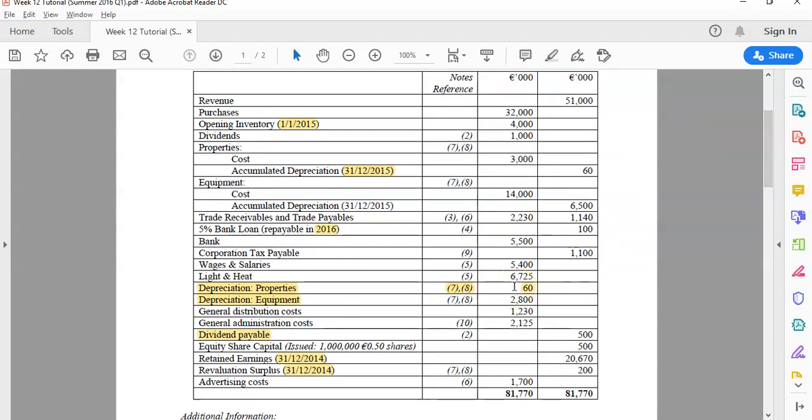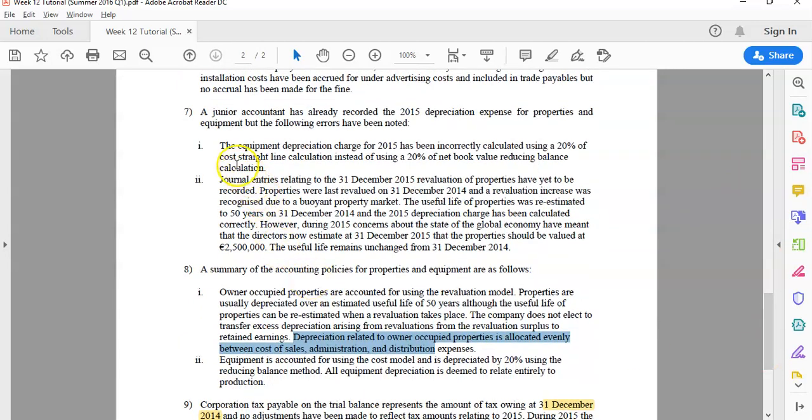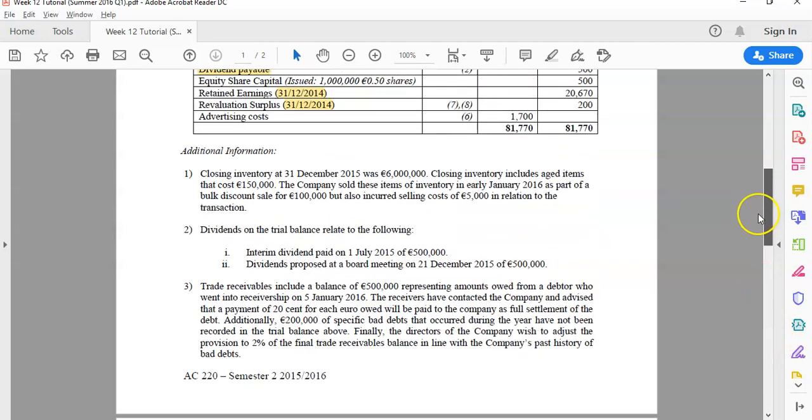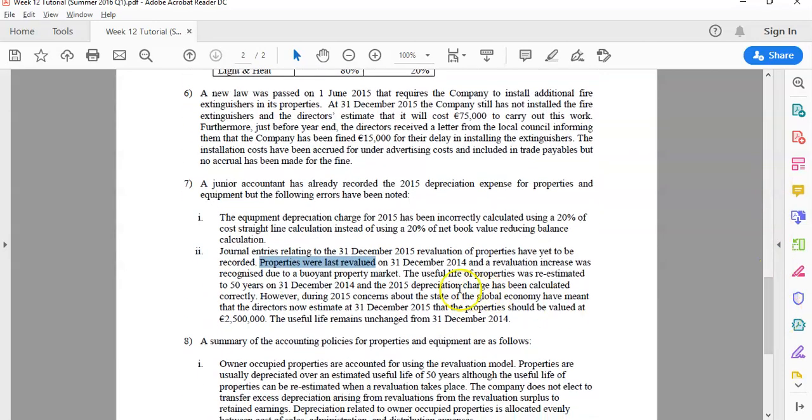But what we need to do now is do a revaluation, because you're told down here the property is revalued in note 7. You're told here no journal has yet been recorded. It was last revalued last year and our valuation increase. That's where our reval surplus is coming from, 200. And you're told then depreciation has been charged correctly. However, the revaluation now is 25 and the remaining useful life remains unchanged.